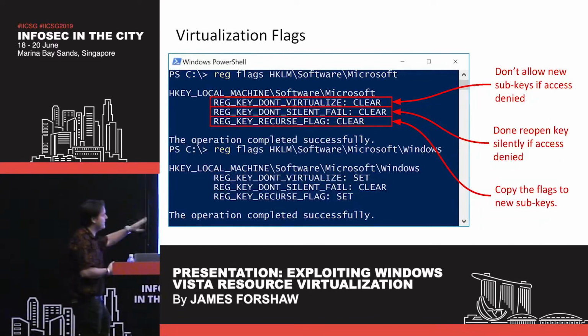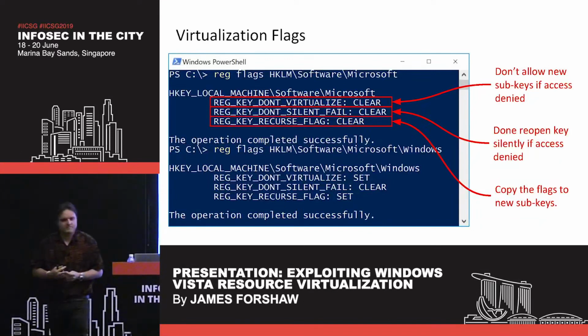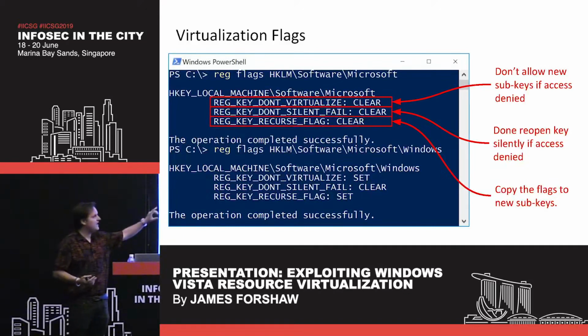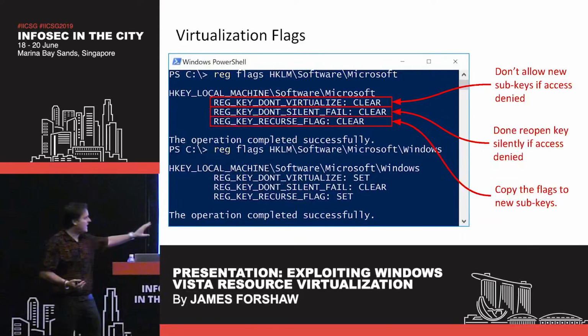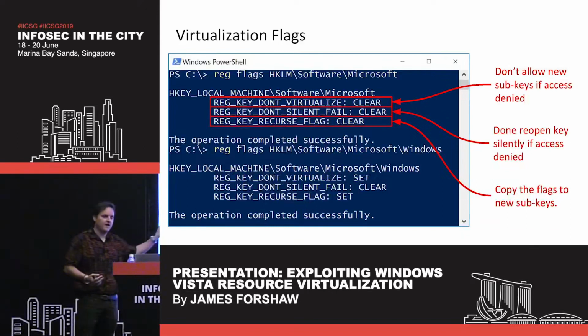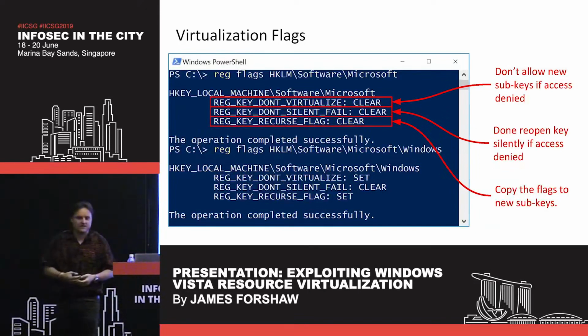Now the top one is basically, am I allowed to virtualize this key at all? And so certain parts of the registry will actually have this flag set which says, nope, you cannot virtualize this key. So for example, the Microsoft key has this clear, which means that you can virtualize the Microsoft key. However, the Microsoft Windows key underneath it has it set, which means that if you try and create virtualized entries in the Windows key, it just fails.